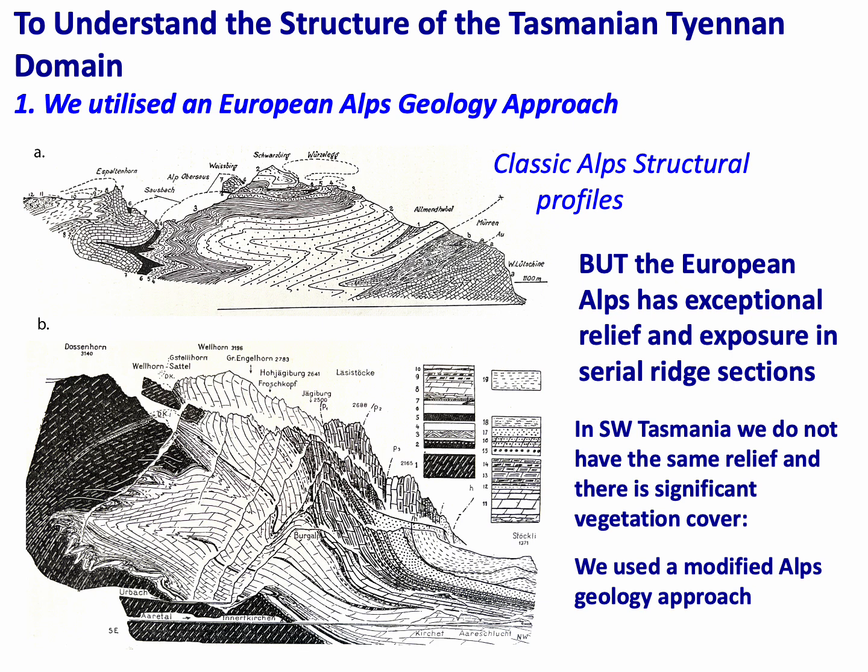To develop the Tyennan Domain macrostructure and crustal architecture, we utilised a modified European Alps approach. The Alpine geologists constructed superb sketch profiles and cross-sections based on observed relationships in the Alpine mountainsides. But the European Alps has exceptional relief and exposure in serial ridge sections. In southwest Tasmania, we do not have the same relief, and there is significant vegetation cover in places.